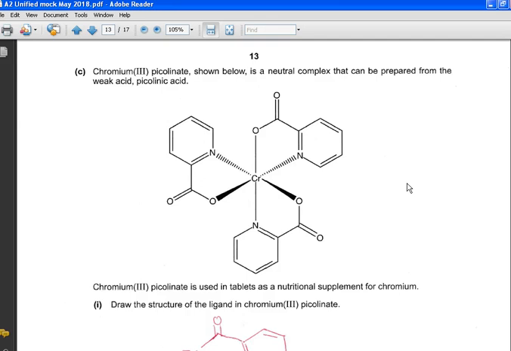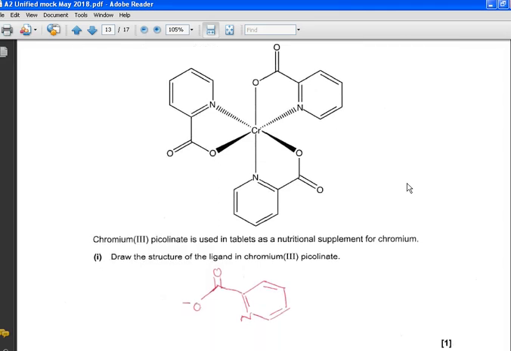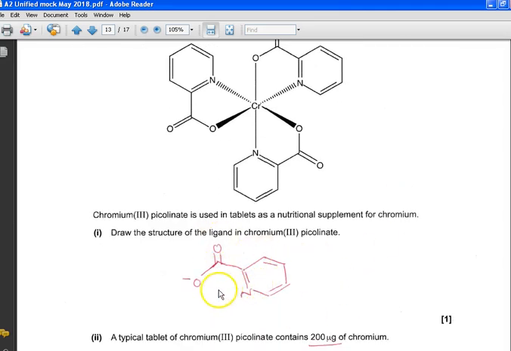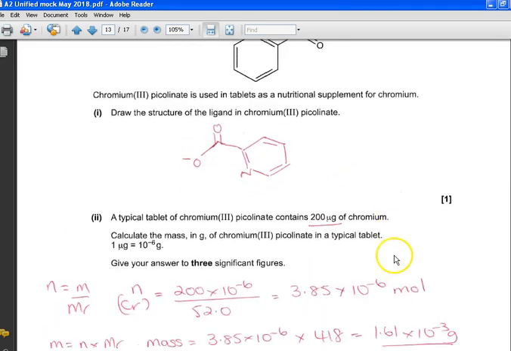This one probably put you off when you first saw it, but it's actually very straightforward. It's just a transition metal compound with a bidentate ligand attached to it. So 3 bidentate ligands. They've asked you to draw it out, and some of you missed off the minus on the oxygen, which needs to be there for that mark.